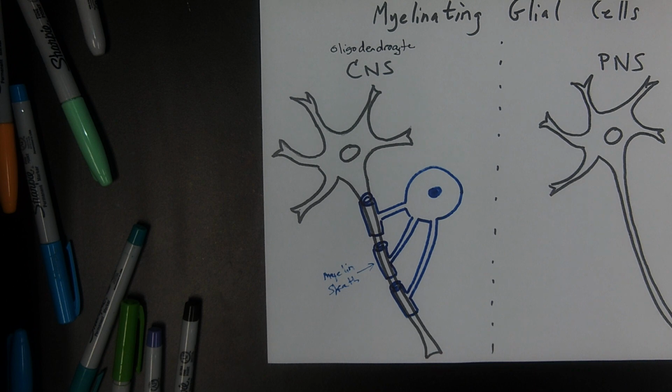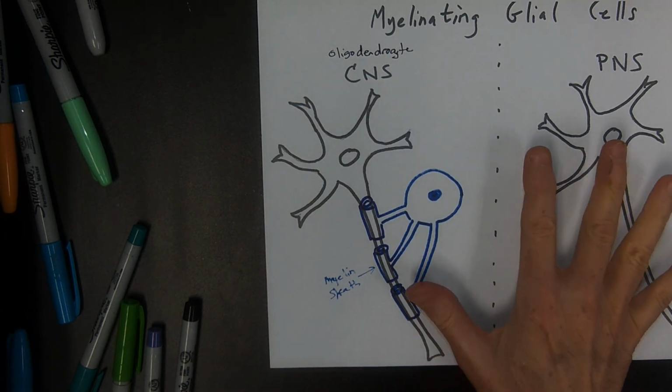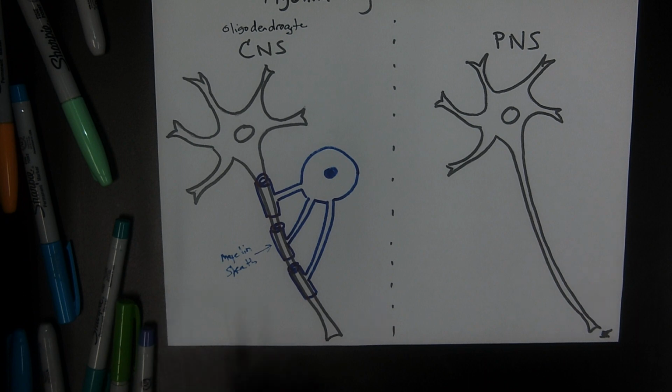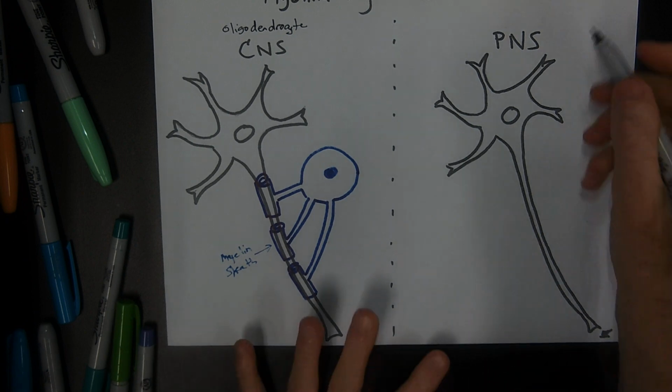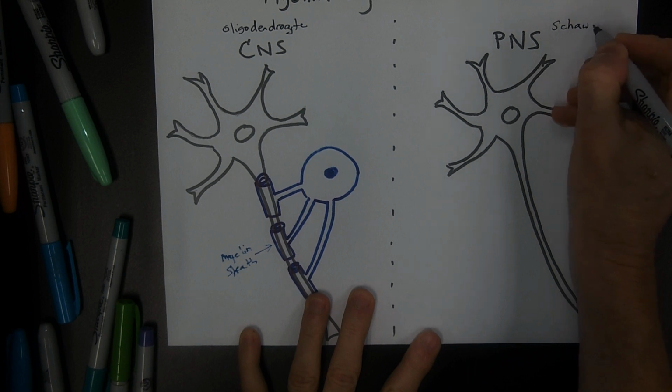Does anybody know what disease process is caused by disruption of myelin sheaths in the central nervous system? MS, yeah, multiple sclerosis, good. We're going to talk about that here in a minute. Oligodendrocyte, only in the CNS. In the PNS, we have a different cell type. Does anybody know that one? Schwann cells, yeah. Schwann cells, S-C-H-W-A-N-N.